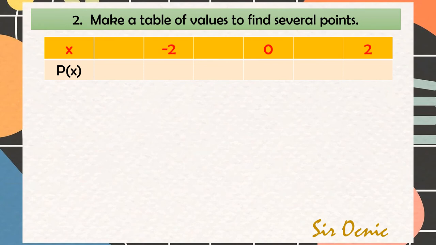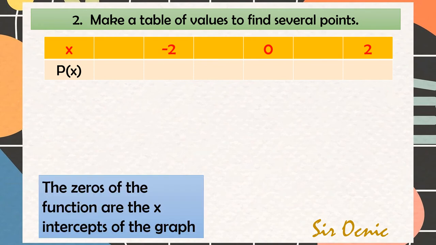Let us now make a table of values to find several points. Remember that the zeros of the function are the x-intercepts of the graph. Therefore, the value of p of x for each 0 is equal to 0. Let us try to insert negative 3, negative 1, and positive 1 in our table of values.